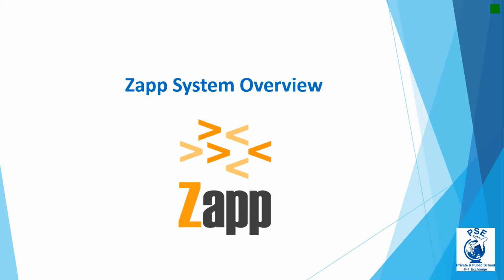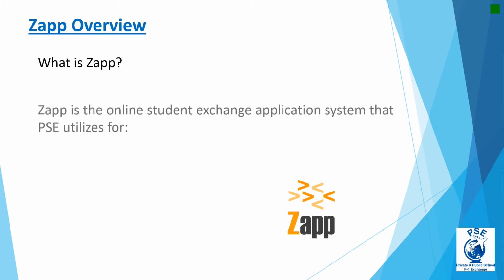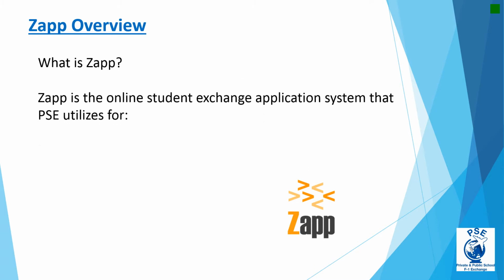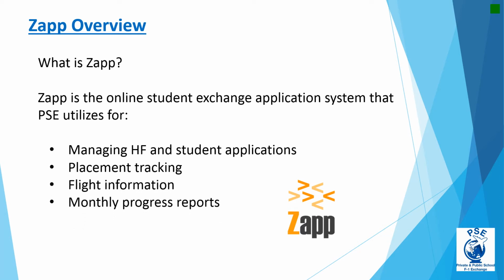ZAP System Overview. ZAP is the online student exchange application system that PSE utilizes for managing host family and student applications, tracking the placement of students, student flight information, and monthly progress reports. Also, ZAP includes a helpful resource center, which is where we house updated forms, documents, training, and additional resources for students, host families, and PSE staff.